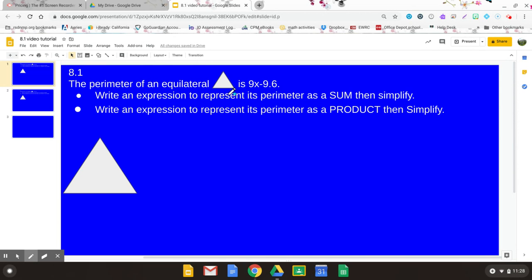So they're giving us a perimeter of 9x minus 9.6. So we want to know what one side of the triangle is. So I'm gonna divide 9x minus 9.6 by 3, or I'm going to multiply it by 1/3. That's the same thing. So it's 9x minus 9.6 times 1/3.